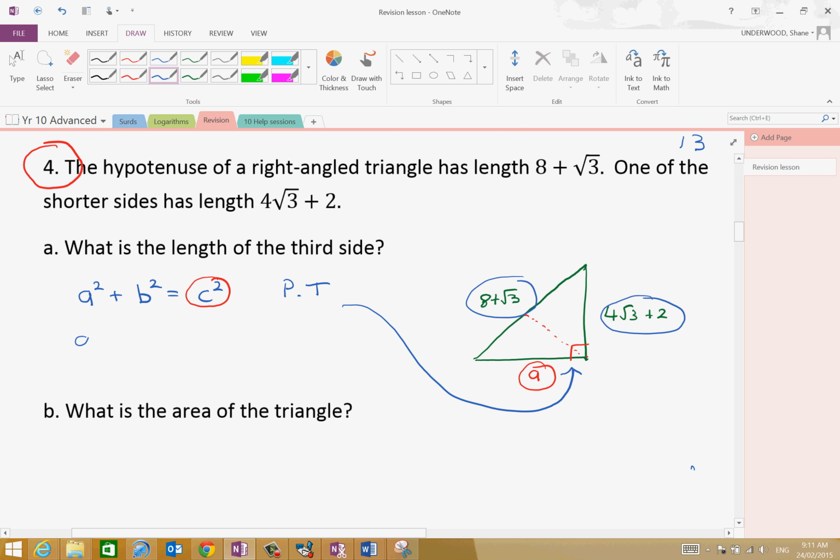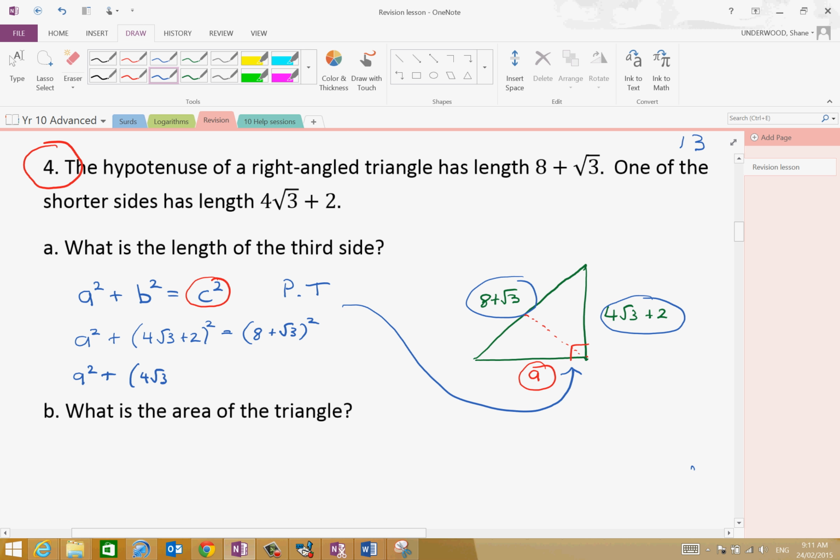A squared, I'm going to do this in a couple of lines, plus B squared, which is 4 root 3 plus 2 squared, is equal to 8 plus root 3 squared. Now this is where a lot of students make mistakes. How many terms are we going to have when I expand out 4 root 3 plus 2? 4 terms. If you're getting 2 terms, it's because you're not expanding it out properly. Remember that. So what I'm going to do is write this out like so.